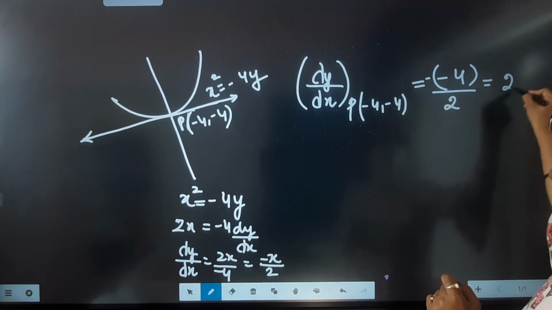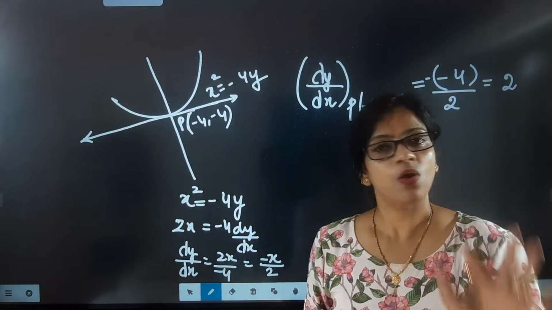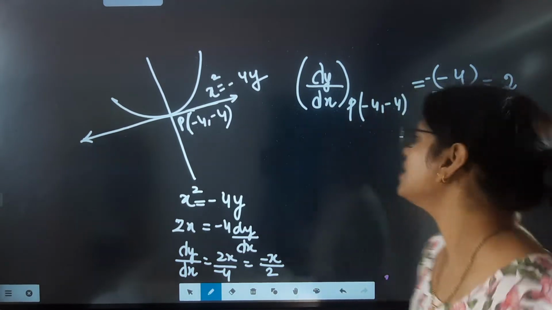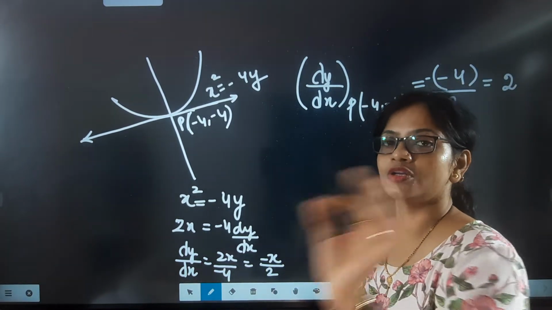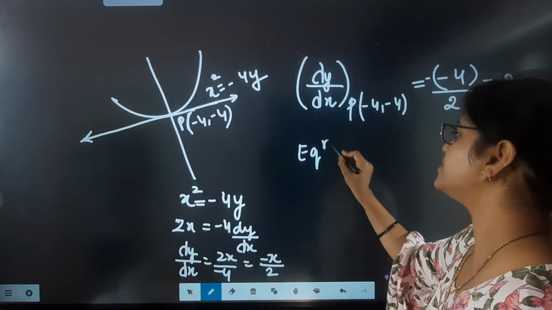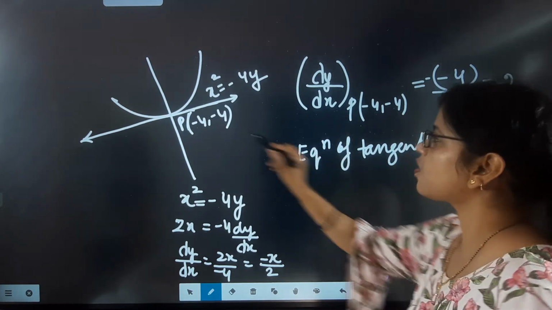So it will cancel and it will become 2. So now you got the slope at point P. Once you got the slope at point P, nothing else is needed here, because now you got the slope. Now what is the equation of the tangent? You know the equation of the tangent requires the slope only and the contact point.